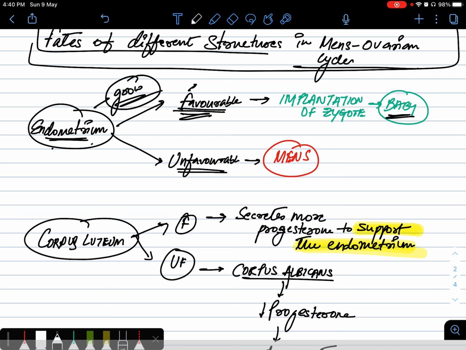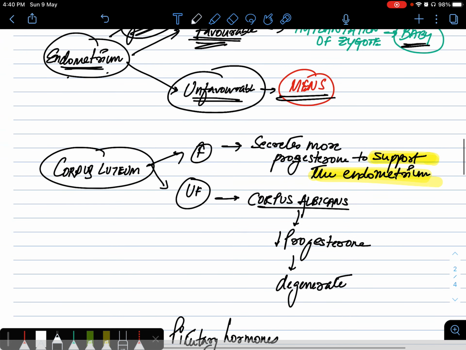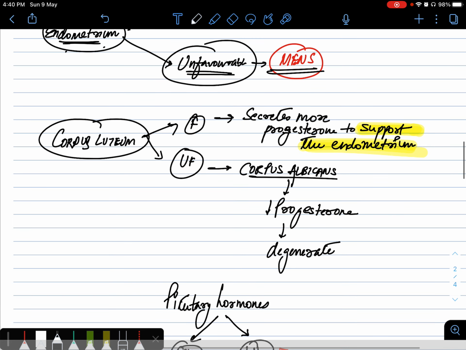But if the secondary oocyte is released, and if there is no implantation, if there is no fusion of the egg and there is no conception, then the conditions are unfavorable and there will be menses.